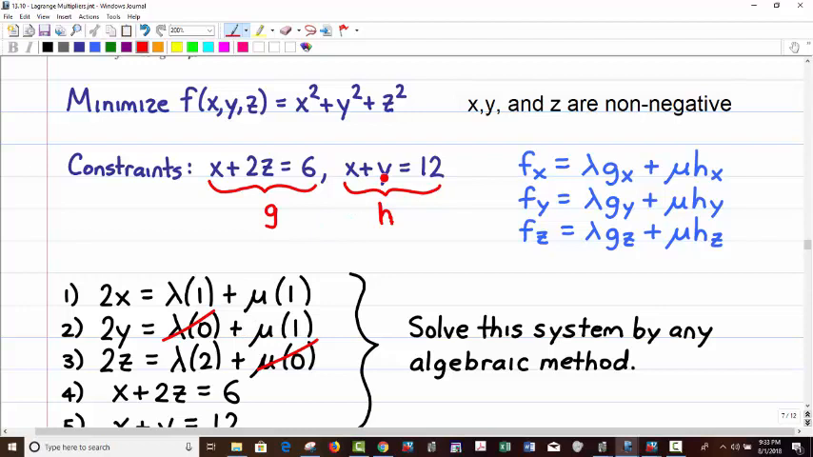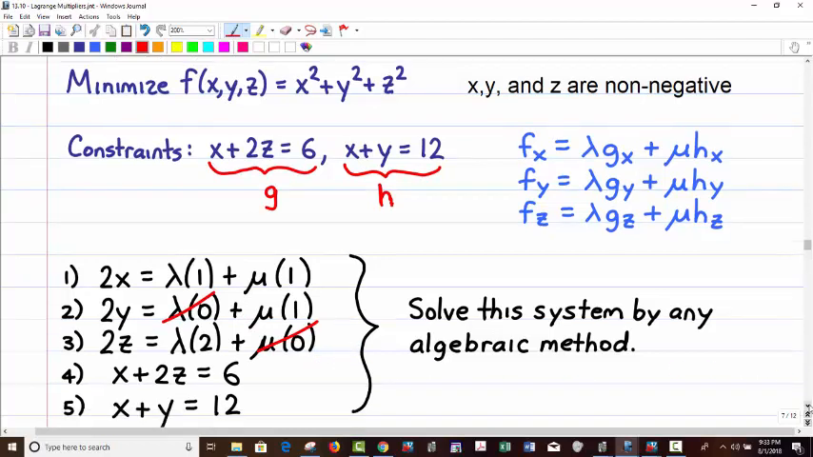And here's a y here, though, so the derivative of y would be 1. And then for the third equation, we have a z here, so its derivative will be 2, so it'll be 2 lambda, but there's no z associated with the h, so it's mu times 0 here, so we can just cancel those out.